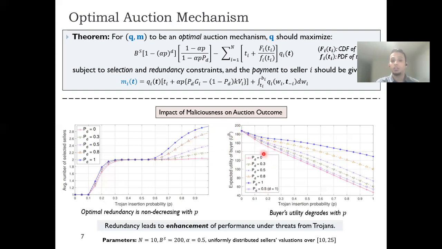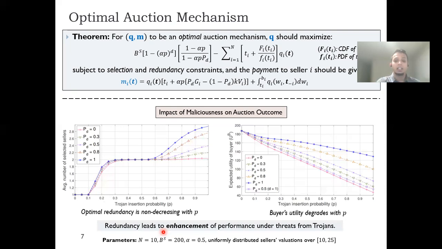However, one thing again to be noted: for higher PD values, when PD is more, we are able to see the expected utility is higher than when PD is less. Why? As I just explained, when PD is high, the buyer is able to justify the investment he has made. That is, it enhances the chances of getting a Trojan-free IC when the PD is higher, which leads to the point that redundancies actually enhance the performance under hardware Trojan threats.